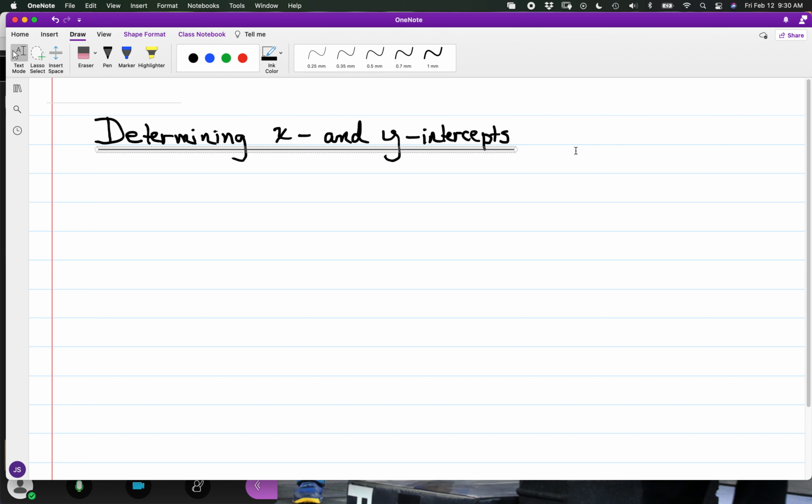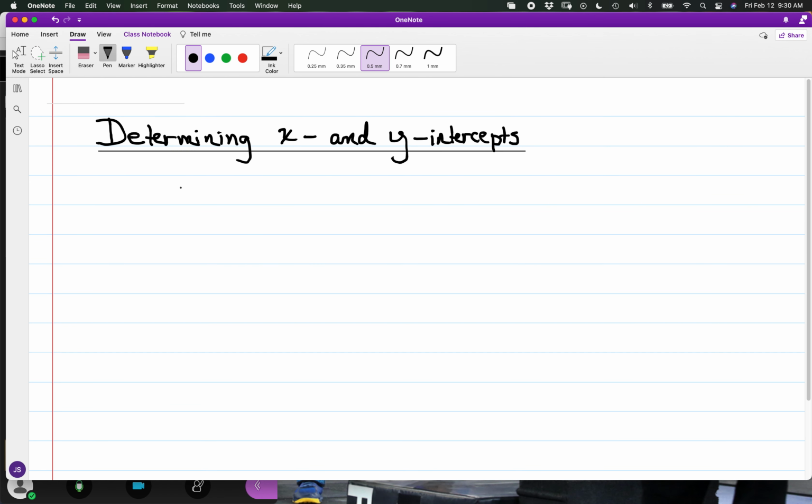All right, good morning. Just some things to start off with. We'll be looking into the exercises regarding equations in two variables. But before we get started with this, I want to look at the determination of both x and y intercepts, sort of a mini lesson to start things off.